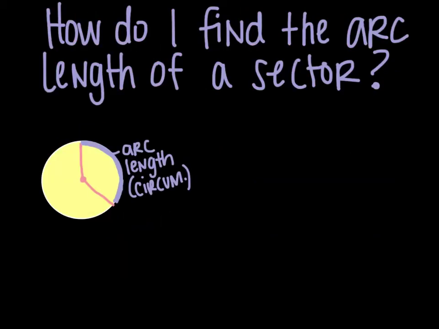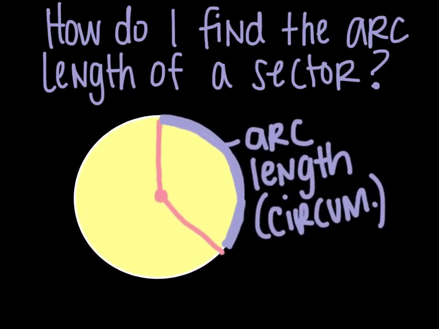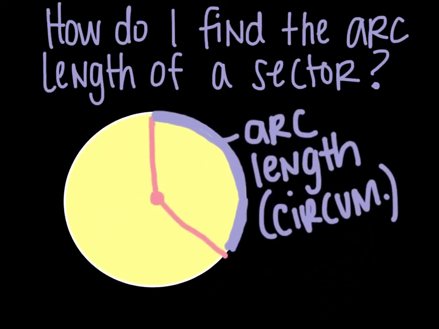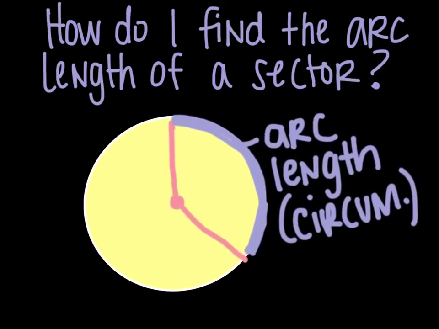The next question we have to answer is how do I find the arc length of a sector? Please note that arc length is actually what we call the circumference of a sector. And here's a picture to help you. Here I have a sector, and the arc length is in purple. This part right here, that is your arc length. So in other words, you're finding the circumference of just part of your circle.